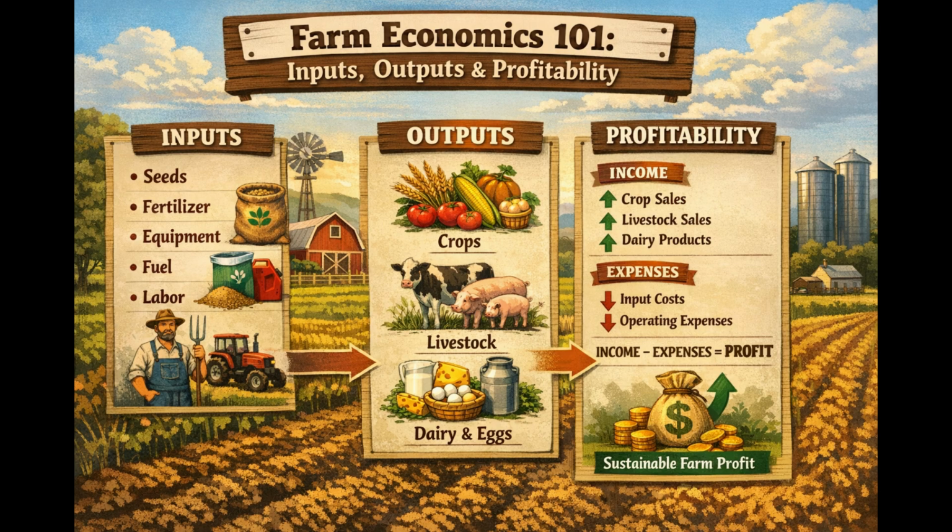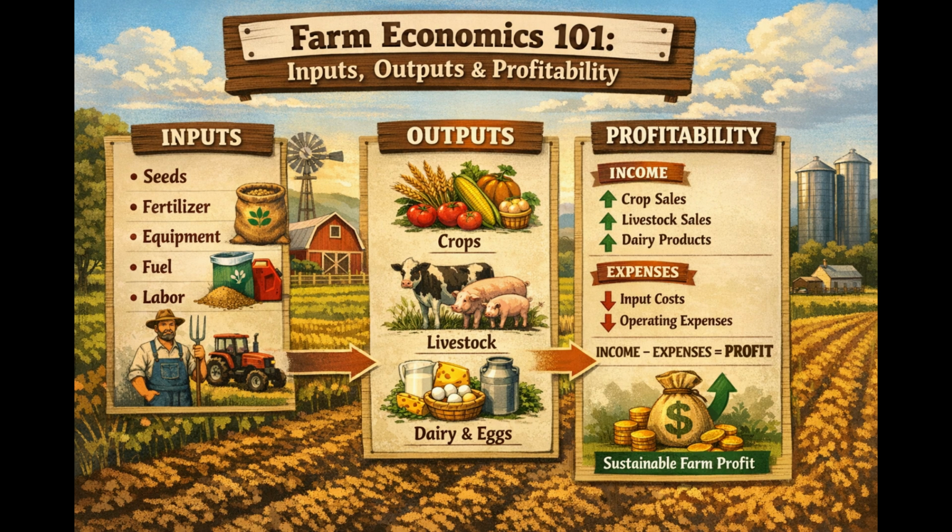Over the next 12 to 15 minutes, we're going to break down the fundamentals of how money moves through your farm operation. We'll talk about inputs and outputs. We'll explore the real costs of land, seeds, water, energy, and labor. And by the end of this segment, you'll have a clear framework for thinking about profitability in a way that actually makes sense in the real world.